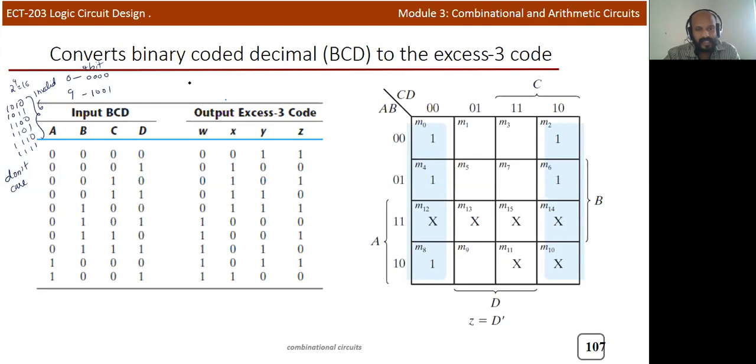And XS3 means BCD plus 3. 3 means 0011, and if you add it, you will get XS3 code. BCD plus 3 is known as XS3 code. In the case of XS3 code, 0 is represented as 0011, because when you add 3, you get 3. 1 is represented as 0100, which is 1 plus 3, you get 4. And similarly, 9 plus 3 becomes 12, so 1100 is the representation of 9 in XS3.